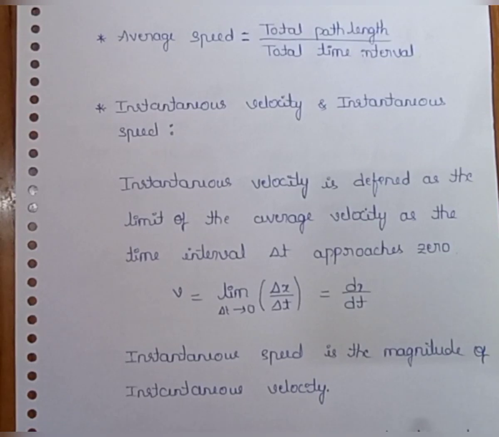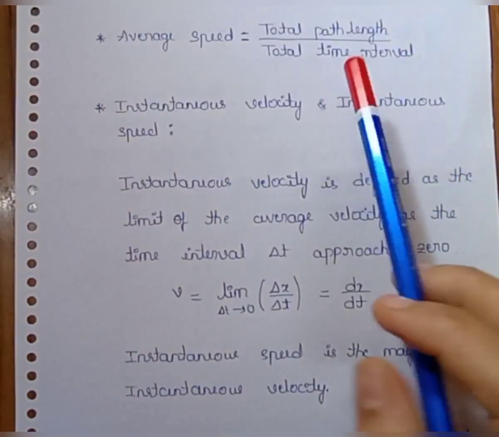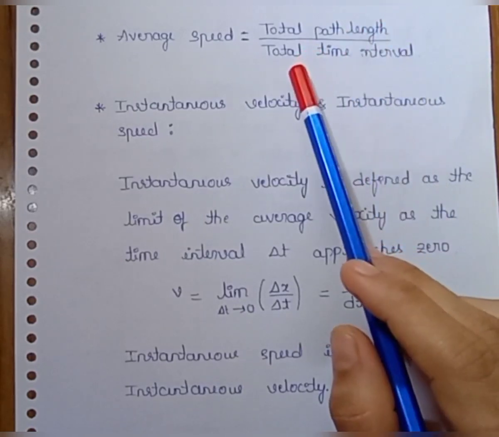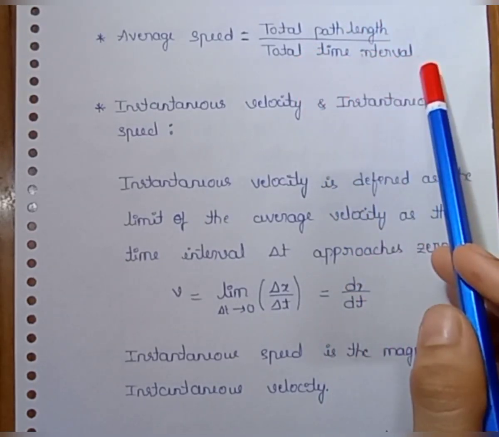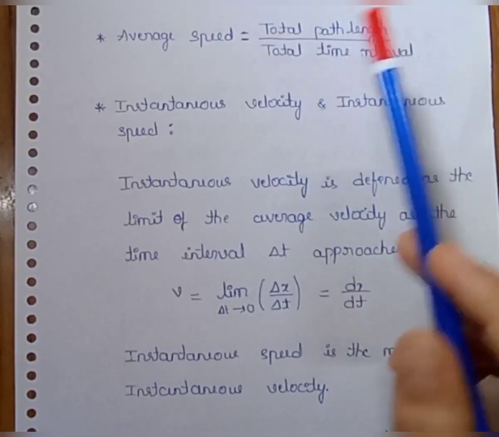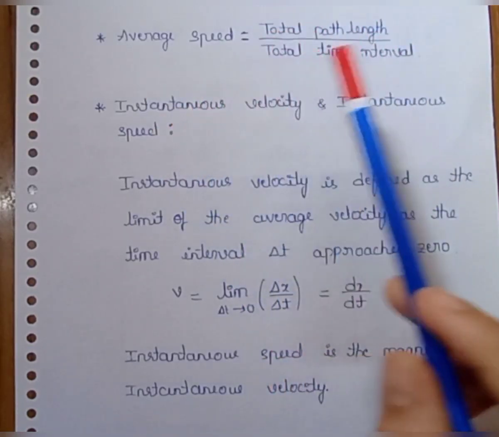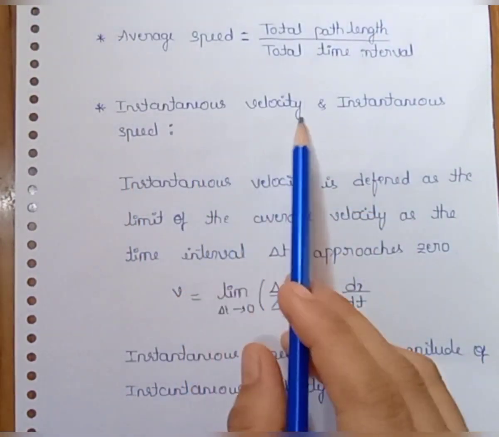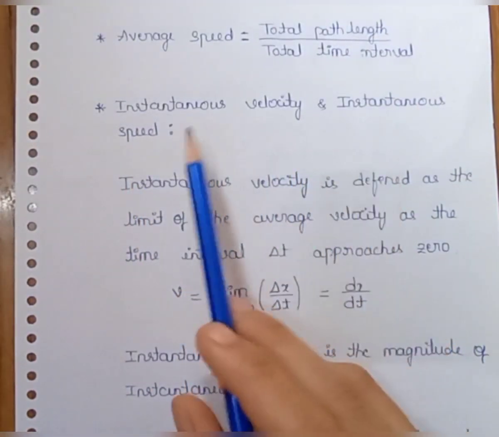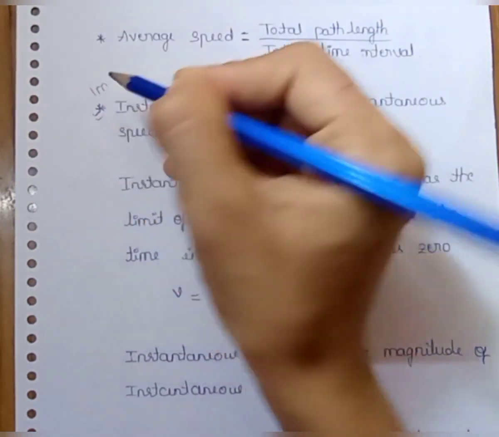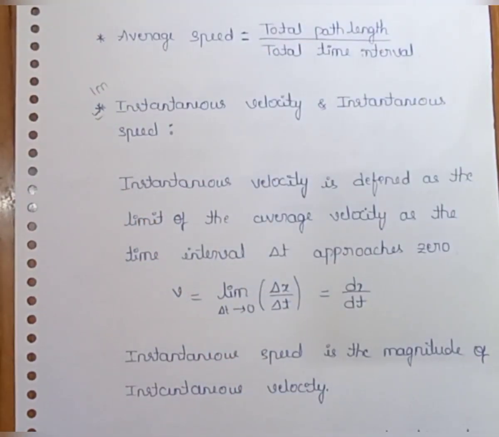Then what do you mean by average speed? Average speed is the total path length divided by total time interval. Means speed depends upon path length, velocity depends upon displacement. Next concept is instantaneous velocity and instantaneous speed. This one is very important for 1 mark for the final examination.